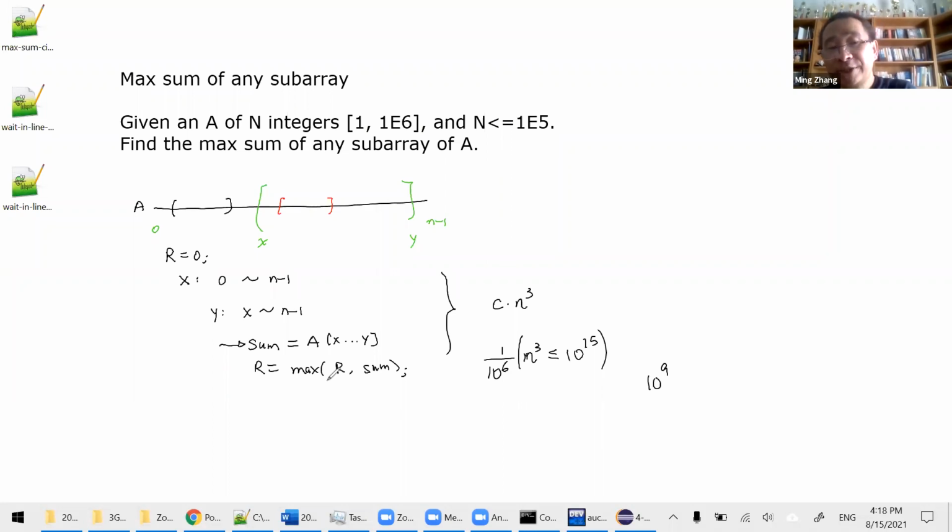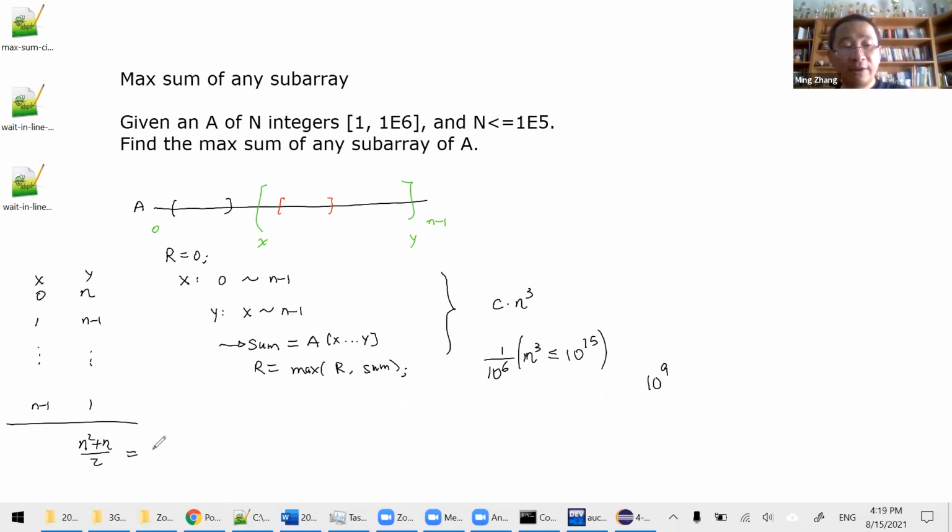Then how many operations do I need to run for the 2-layered version? I still have the X layer and the Y layer. When X is 0, Y goes from 0 to n minus 1. So Y has n iterations. When X is 1, Y goes from 1 through n minus 1. Y still has n minus 1 iterations. And all the way to X equals n minus 1, Y goes from n minus 1 to n minus 1. So that's 1 operation. If you add them together, 1, 2, all the way through n, that's n squared plus n over 2.